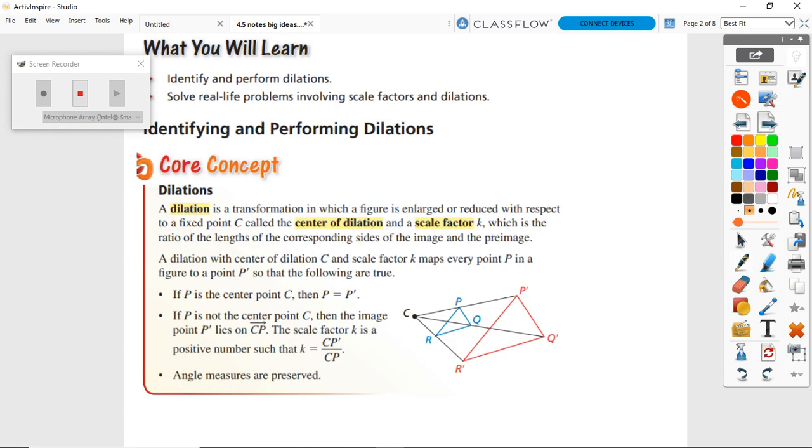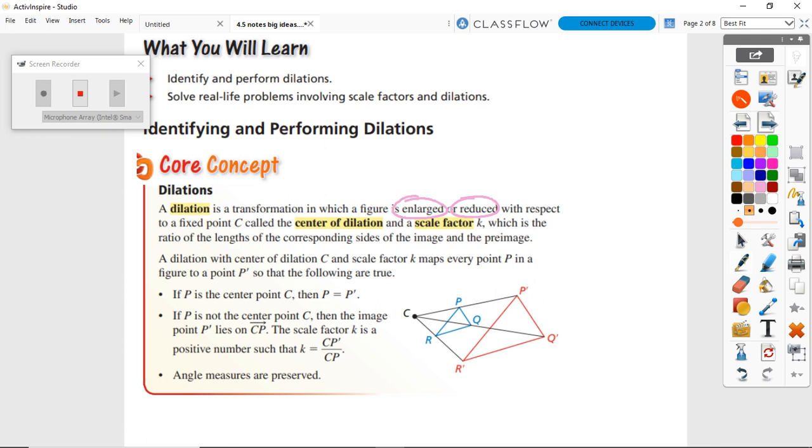And dilations are different than the translations, reflections, and rotations that we've done, in that dilations actually do change the size of a pre-image. So it's no longer an isometry or a rigid motion. We're now looking at whoop or ooh. So it's either going to blow up or shrink. So a dilation is a transformation in which a figure is enlarged or reduced with respect to a fixed point, which we're going to use the origin in this book.